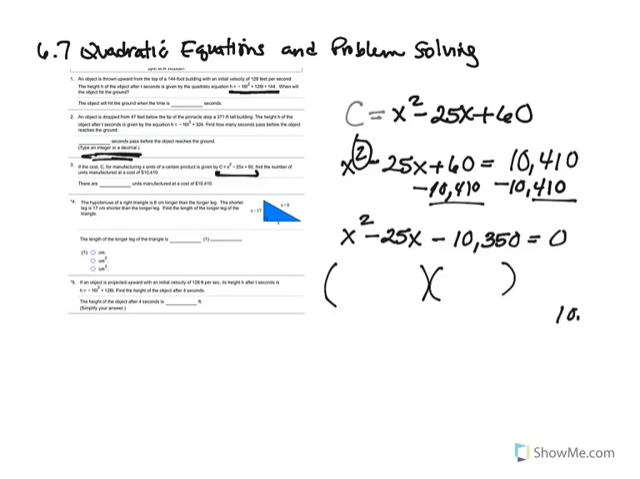So we are looking for factors of 10,350 that can give us 25. Yes, it's huge. That's why we have a calculator. So what we need to do is let's divide by big numbers. So let's see, 25, 14, no.